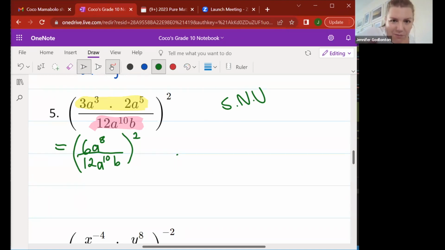For the moment, I'd like you to ignore this 2 up here, and I want you to try and simplify what is inside that bracket. That's all I want you to focus on right now. Look at your signs. In this case, they're both positives, so it's fine. Look at your numbers. How can I simplify 6 over 12? Then look at your variables and think about how you can simplify them. Think about your numbers and your variables, and then tell me what you're going to land up with. Once we have simplified inside that bracket, we can start looking at the 2 on the outside.